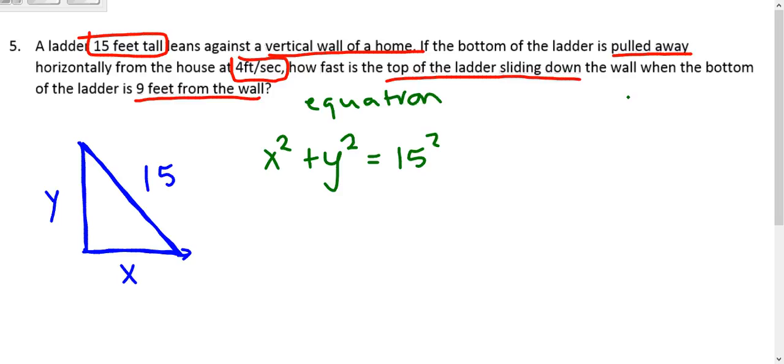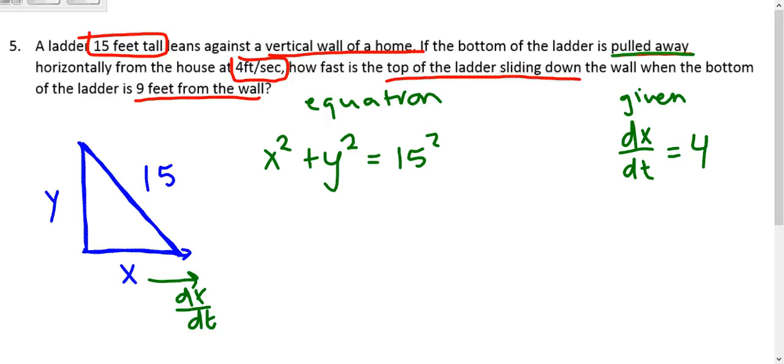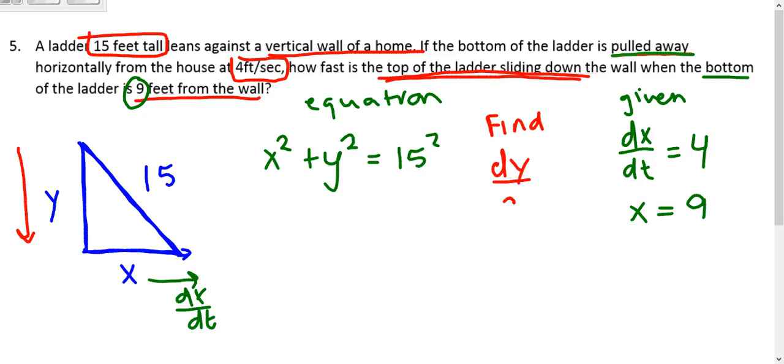Let's look at what we're given. We're given that the bottom of the ladder is pulled away, so that's the movement of x. So dx/dt is 4 feet per second. And they have also told us that the bottom of the ladder is 9 feet away from the wall. So x is 9. And we need to find the top of the ladder sliding down, which means the change this way. So we need to find dy/dt.